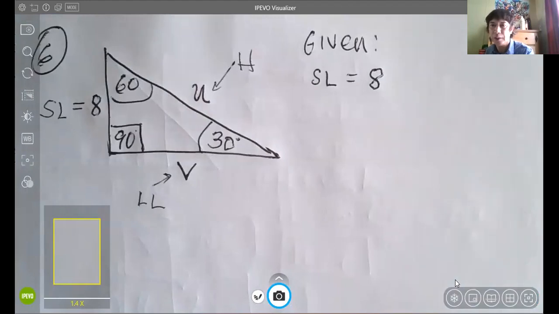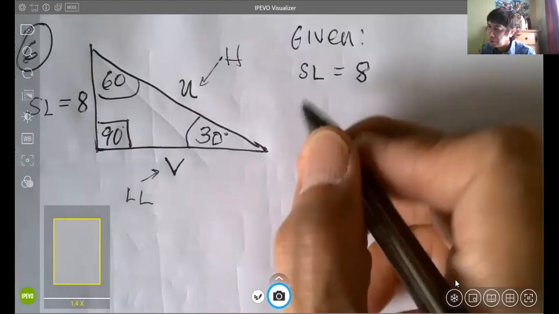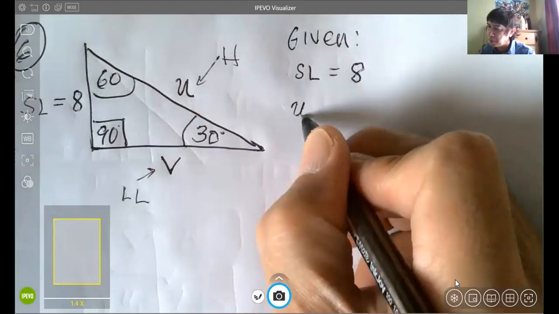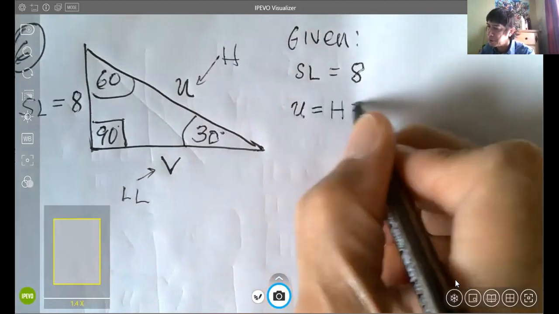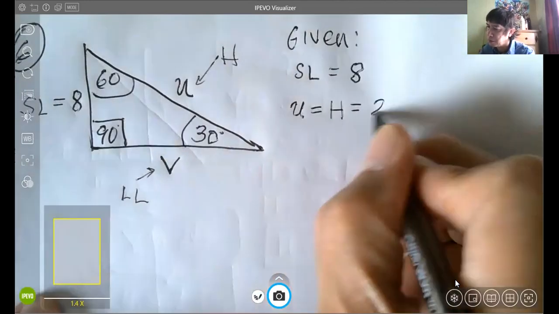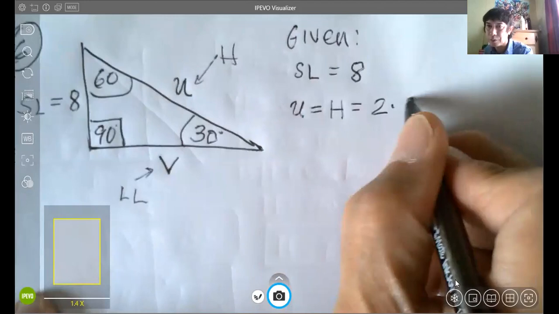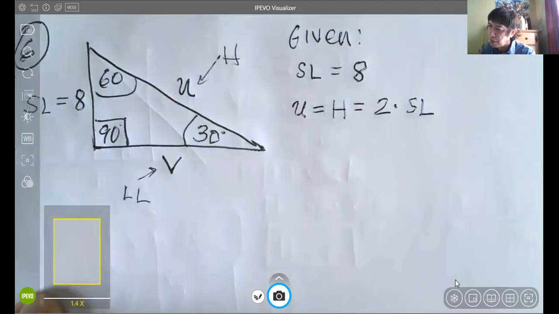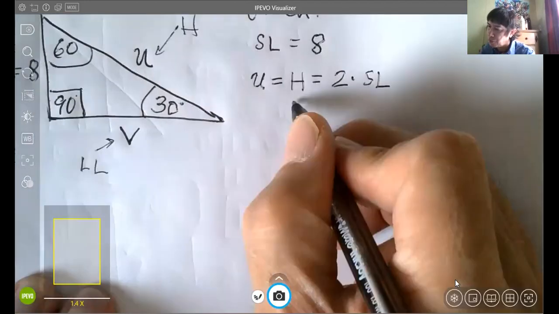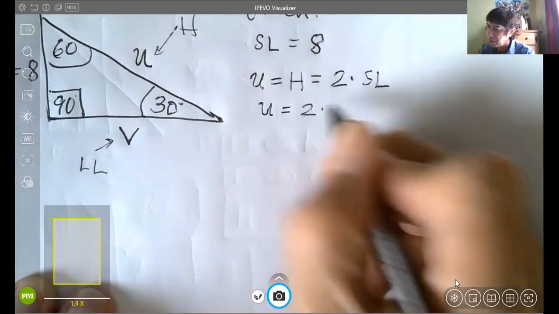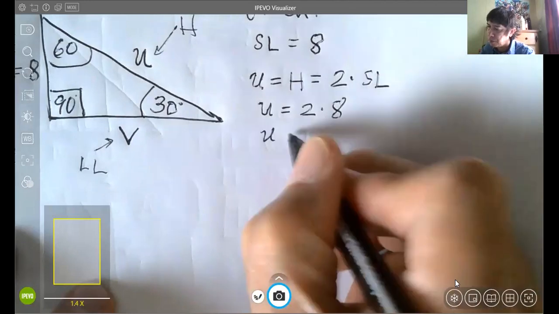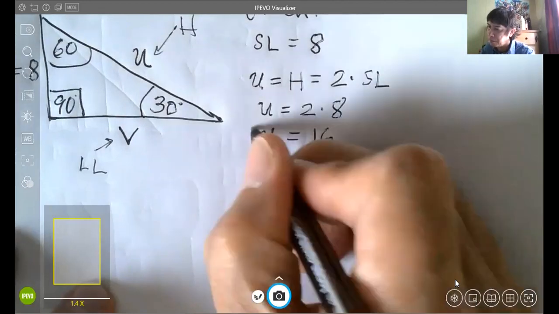longer leg V. Let us start with the hypotenuse. Okay, U is the hypotenuse, which is equal to 2 times the shorter leg. So our U is equal to 2 times the shorter leg, which is 8. And so U is 16.